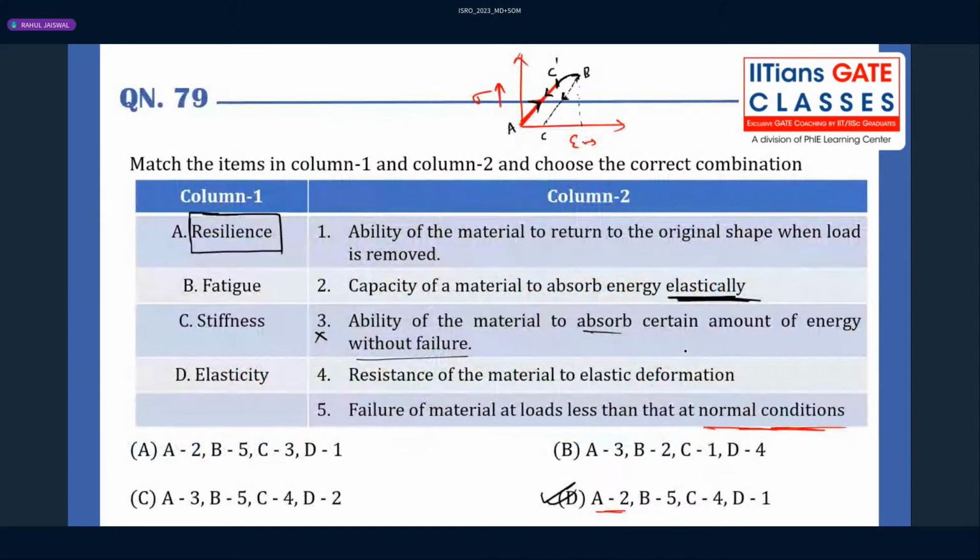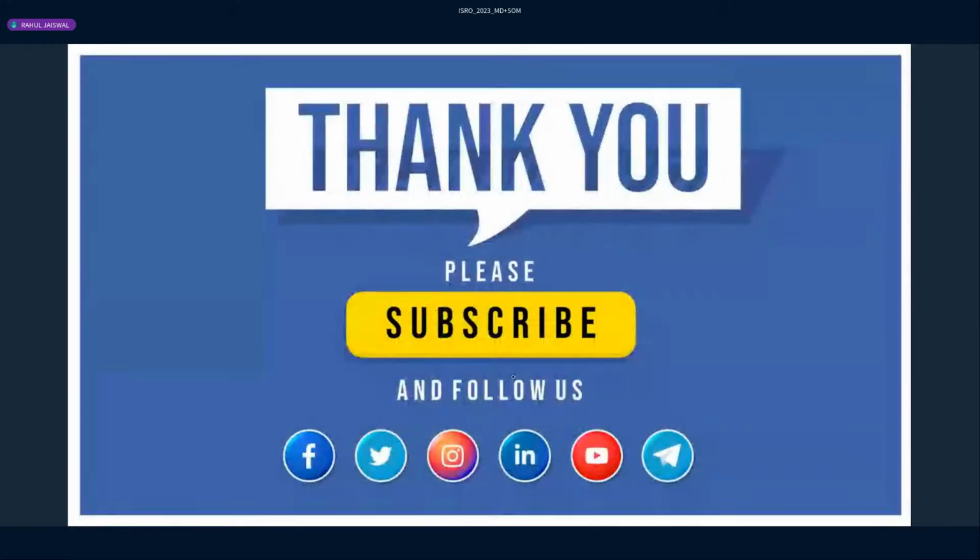So I hope you understand the fundamentals we learned today. That is all about the 2016 paper. Next, we will solve the paper of 2017. The subject will be the same: strength of materials and machine design. Thank you all.